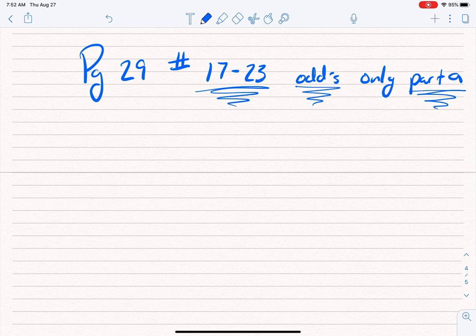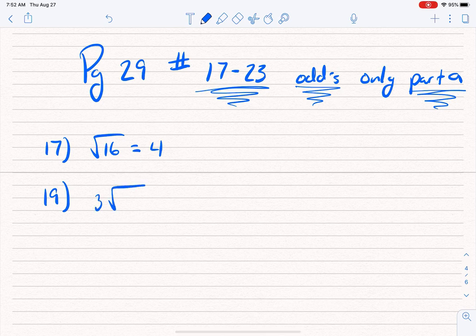Okay, hopefully at this point you are feeling pretty good about what you had, and it made a lot of sense because a lot of these problems were really, really simple. So let's talk about them. 17 simply said the square root of 16. Oh my goodness, okay, that is easy. That's 4. Okay, number 19 says 3 times the cubed root of 16.